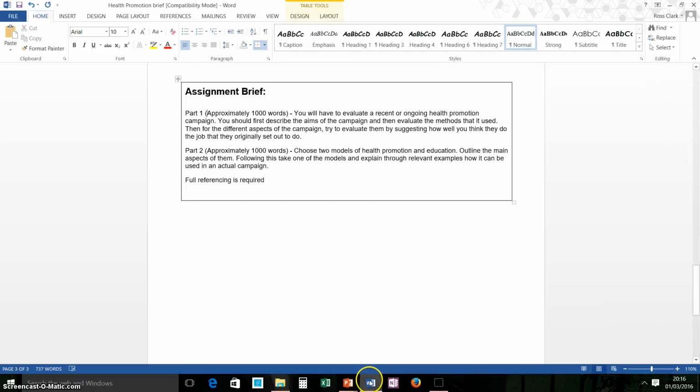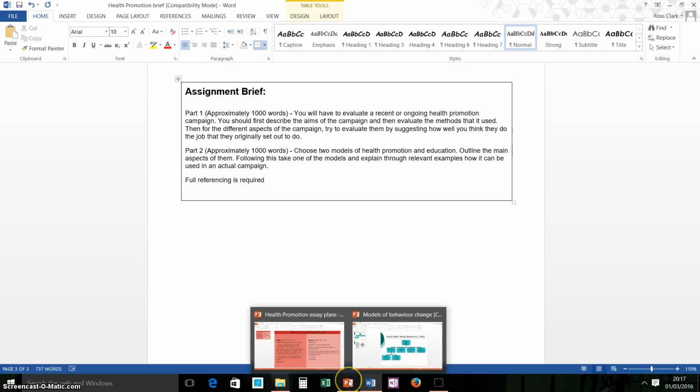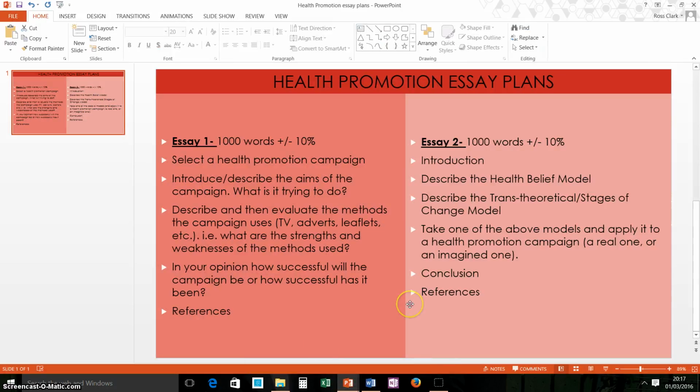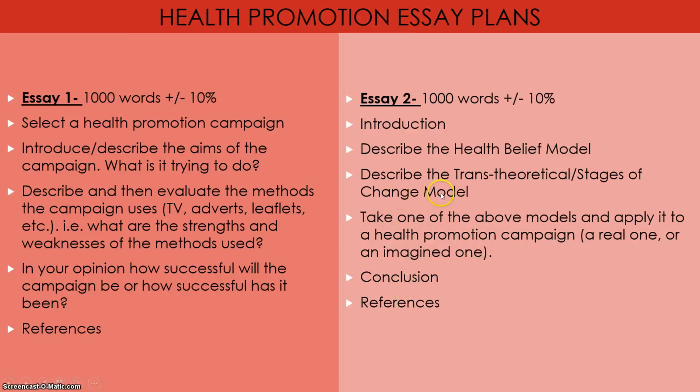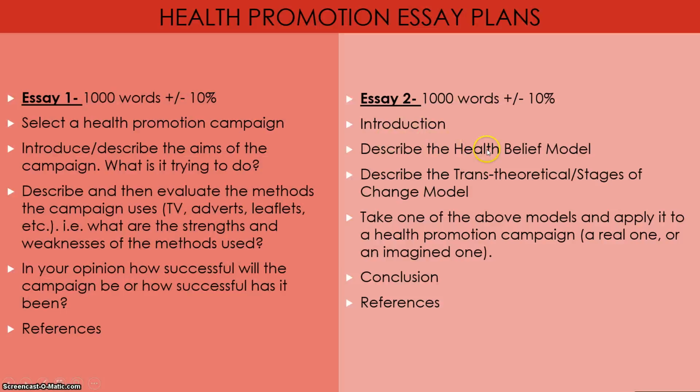Returning to the brief, you have essay 2. Now this is where you're addressing and looking at 2 models of health promotion and education. Okay, so for this one, what I've done here in the essay plan is, in the class that I took, we looked at these 2 models, health belief and the trans-theoretical or stages of change model. In your classes you may have looked at others.